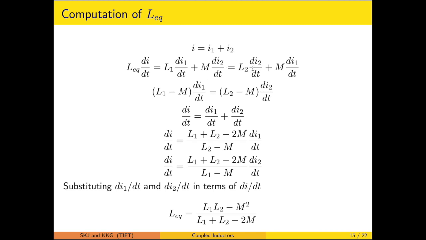So let's say the second is subtracted from the first. That results in (L1 minus M) into di1 upon dt is equal to (L2 minus M) di2 upon dt. As the current is the same, we write it in differential form. When we rearrange, the equations come out like this after eliminating di1 upon dt and di2 upon dt in terms of di upon dt. So when they are cumulatively coupled, the denominator term has the minus 2M sign.